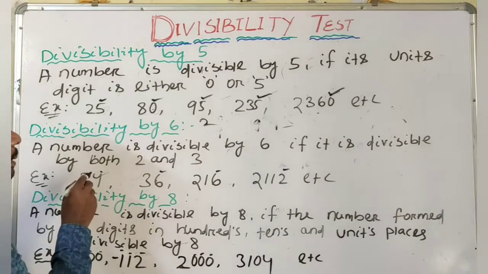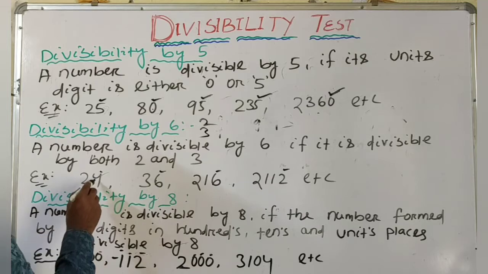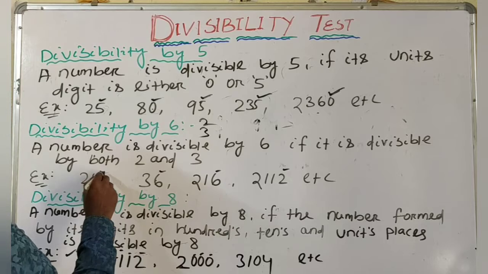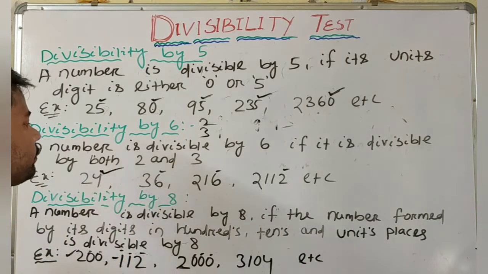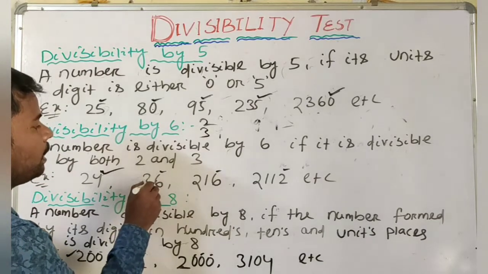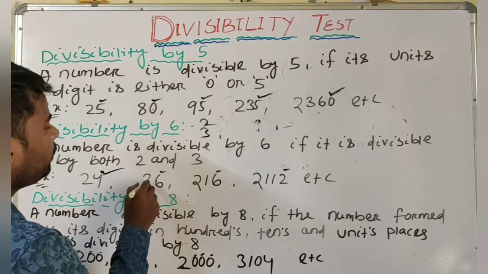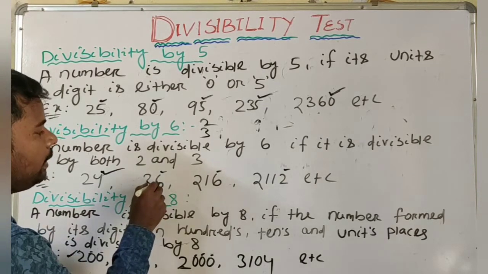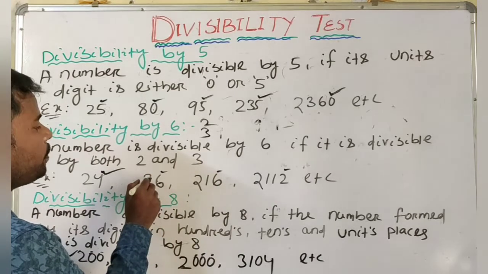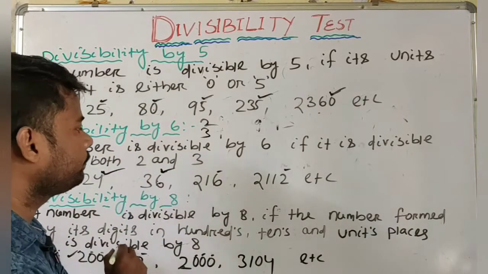So this number is also divisible by 3. Here this number is divisible by both 2 and 3, so this number is also divisible by 6. Here its unit digit is 6, so this number is divisible by 2, and the sum of its digits is 3 plus 6 is equal to 9, and 9 is a multiple of 3. That means this number is divisible by both 2 and 3, so this number is divisible by 6.